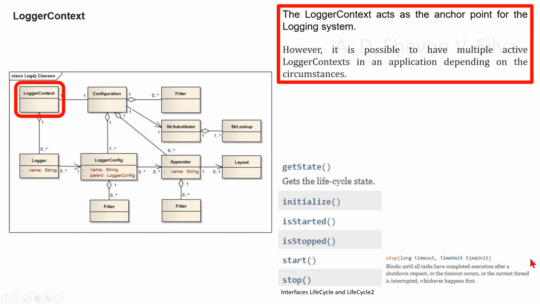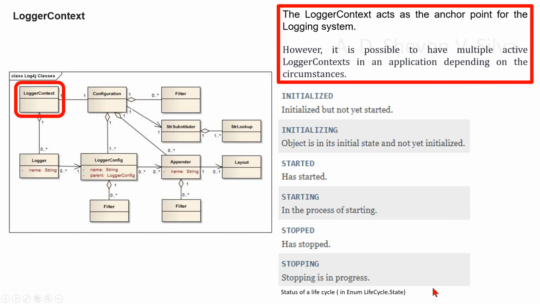Here you can see the status of a lifecycle. This is in enum Lifecycle.State, the status of a lifecycle like a LoggerContext. Here you can see INITIALIZING: object is in its initial state and not yet initialized. INITIALIZED: initialized but not yet started. STARTING: in the process of starting. STARTED: has started. STOPPING: stopping is in progress. And STOPPED: has stopped.